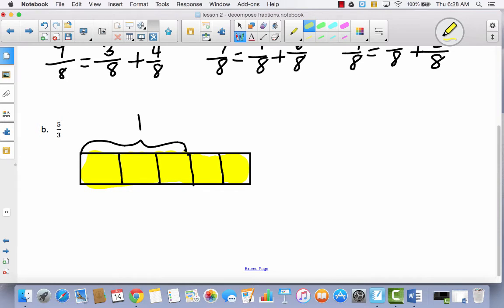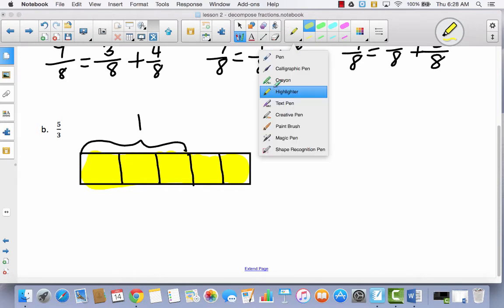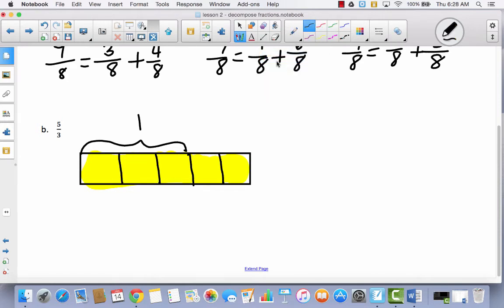Now I want you to come up with 3 number sentences that is a sum of fractions to create 5 thirds, and then come back. See if we got the same number sentences, or if any of ours are the same.